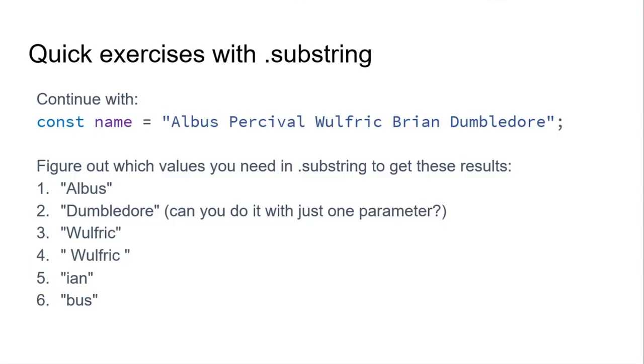So you should try this substring thing out a bit. Do more exercises with Albus, Percival, Wulfric, Brian, Dumbledore that you already have. Figure out the values you need in substring to get Albus, to get Dumbledore, and can you do it with just the one parameter, or do you need two of them? Wulfric without spaces, Wulfric with spaces, if you just want Ian, the last part of Brian, or if you want just bus, the last part of Albus. What should start and end be in substring? Try these out. Pause the video and come back when you have done them.